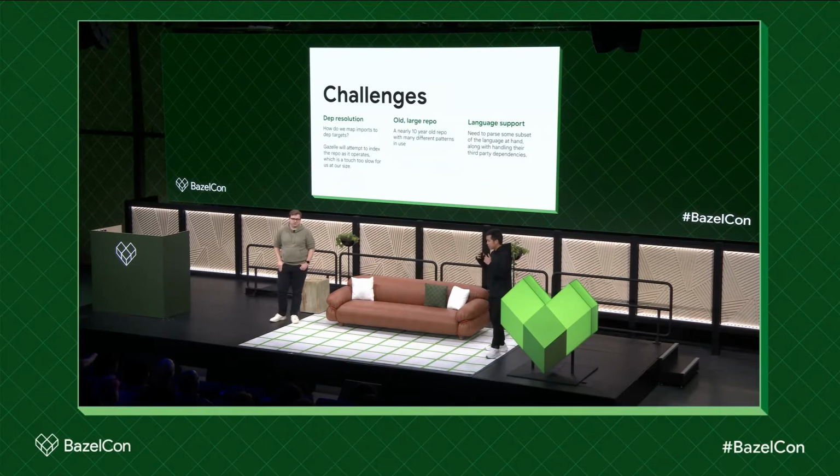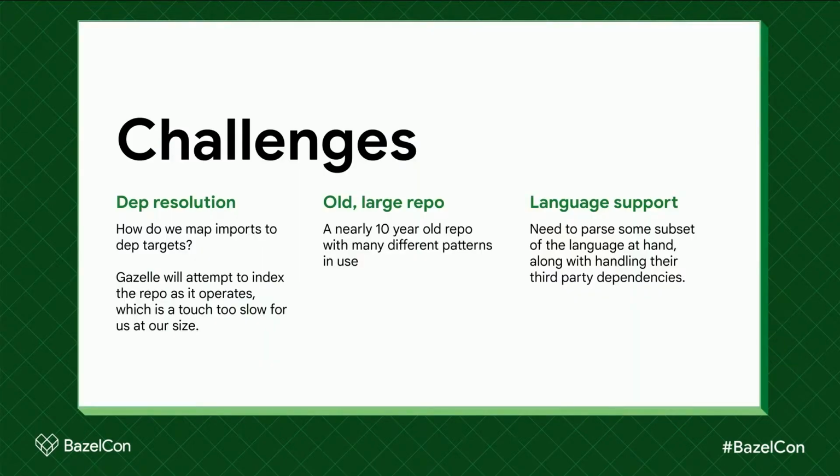The way we thought about it was how do we map imports, which are basically incoming dependency edges for your code, to dependency targets. If I say import guava dot, I don't know, what's a class, like ListenableFuture or something, how do I know for sure where that came from? And how does Gazelle know that? And how does it fill in the dependencies for the build files?